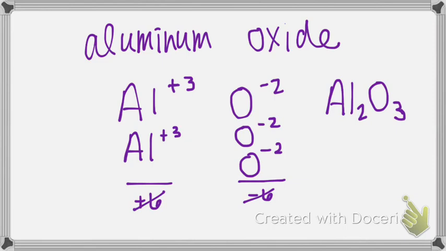Yes, Kennedy? We can't just smush them together here because a +3 and a -2 would give us an overall charge, and we want it to be 0 overall. Is there any way to do it without looking at the charges? Yeah, there is a way. That's a good question, and I'll point this out now.